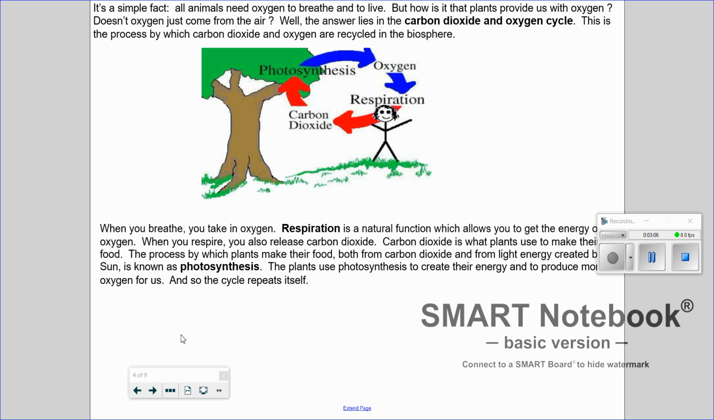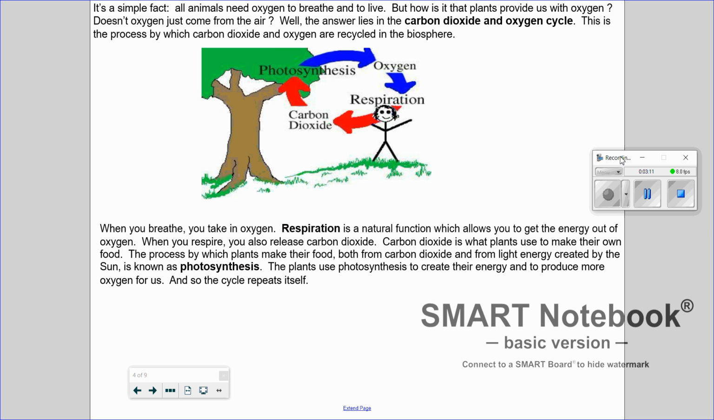When you breathe, you take in oxygen. Respiration is a natural function which allows you to get the energy out of oxygen. When you respire, you also release carbon dioxide. Carbon dioxide is what plants use to make their own food. The process by which plants make their food, both from carbon dioxide and from light energy created by the sun, is known as photosynthesis. The plants use photosynthesis to create their energy and to produce more oxygen for us.